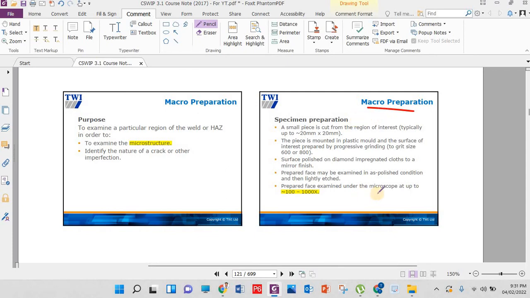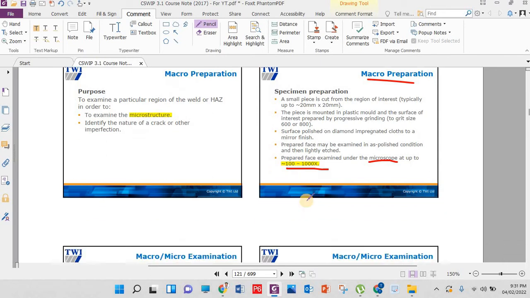Here we have the microscope. If we have micro preparation, then we can measure from 100 to 1000 times, meaning we can examine the microstructure at 100 to 1000 times. In macro, up to 10 times. In micro, 100 up to 1000 times. This is very important. The only difference is this.